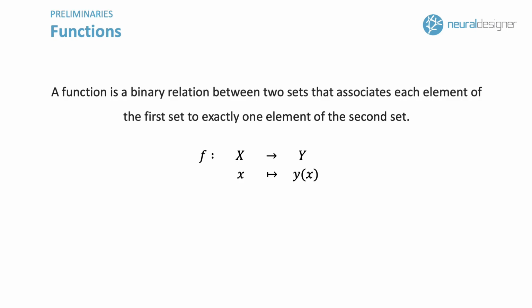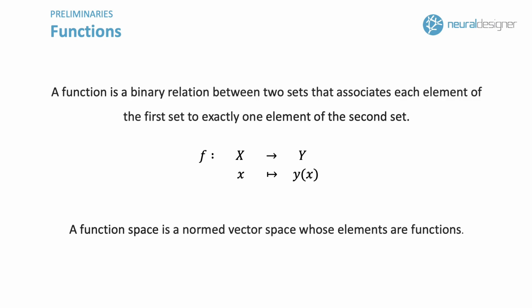A function is a binary relation between two sets that associates each element of the first set to exactly one element of the second set. A function space is a vector space whose elements are functions. For example, C1, the space of continuously differentiable functions, or P3, the space of all polynomials of order 3.